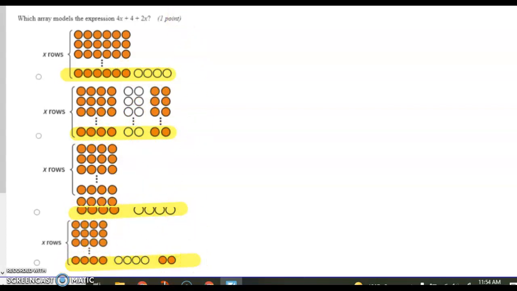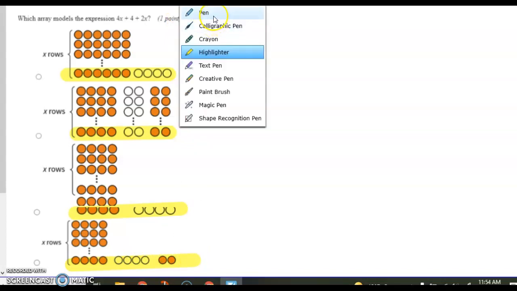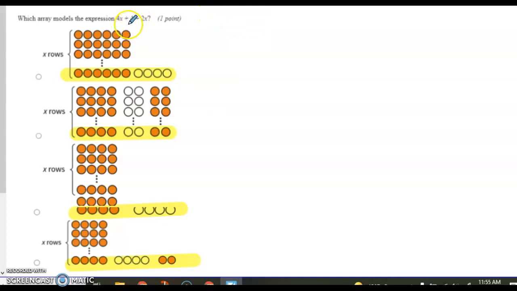Okay. And in this situation, the X's are orange and the numbers are white. So I know that I have 4 numbers. So I can go ahead and cross out this one. This one only has 2 numbers, so I know that that is not even an option. Okay. And then I know that my X's are going to be orange, so I have 4 X's and 2 X's. In this one down here, they only have 4 X's on this last line, so that doesn't make sense. Here you see 4 X's plus 4 numbers plus 2 X's. And up here you see 6 X's plus 4 numbers.